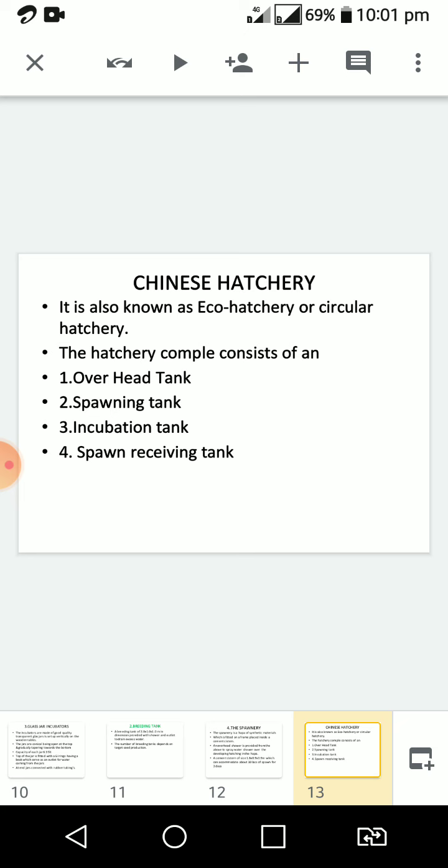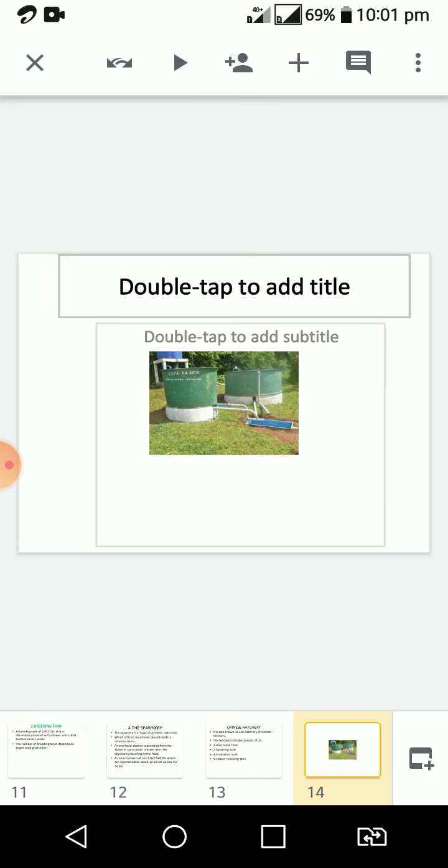Next, coming to the Chinese hatchery. The Chinese hatchery is also known as eco hatchery, or circular hatchery. This hatchery contains one overhead tank, second a spawning tank, third an incubation tank, and the last one a spawn receiving tank. These are the four different tanks present in the Chinese hatchery. So this is about the Chinese hatchery.